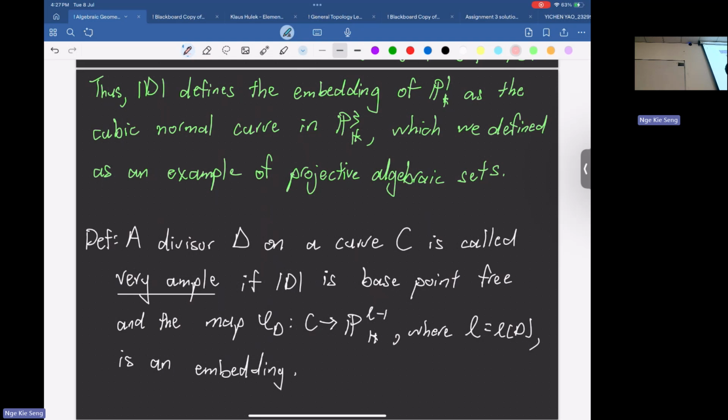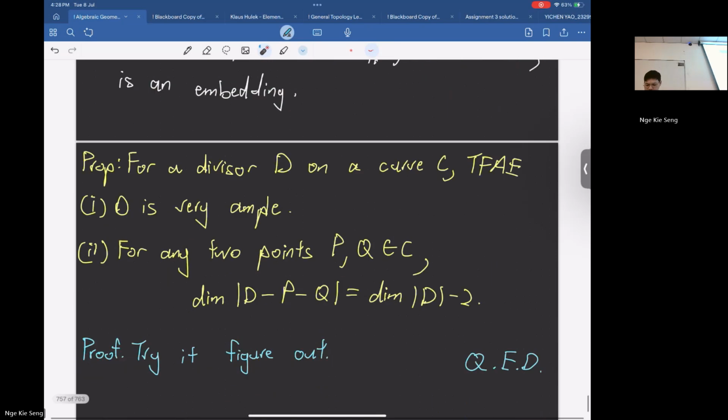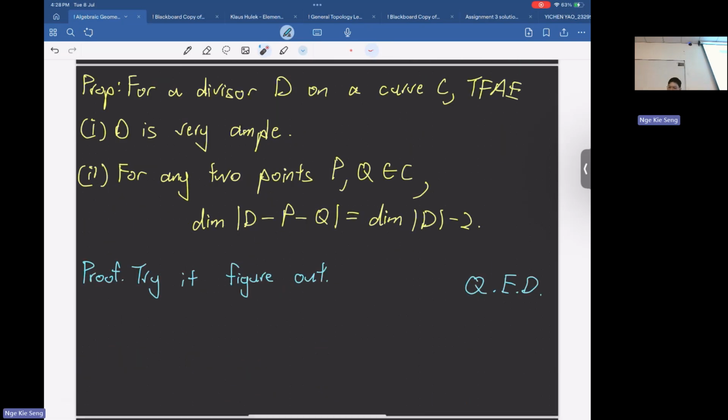So we consider curves, right? These divisors are actually called line bundles. So if you read the literature, whatever we define here is a line bundle, because of the low dimensional varieties that we consider here. And then you can prove that these two are equivalent. D is very ample if and only if for any two points P and Q, the dimension of D minus P minus Q equals the dimension of the complete linear system of D minus 2. So you can use the dimension of D to check whether D is very ample.